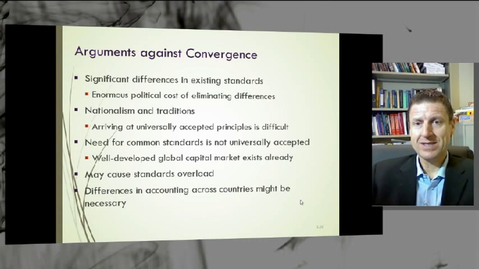The need for common standards is not universally accepted. That is, a well-developed global capital market exists already. So if we have a global capital market, then why do we need common standards? The current system is already working. It ain't broke, so why do we need to fix it? That's the point here. Next, it may cause standards overload. Absolutely. The companies, they get listed, they pay all this money. Daimler-Benz is paying $15, $20 million a year just for its accounting. The accountants are loving this. And there are differences in accounting across countries. They might be necessary because some are linked to taxation, some are not. There are other issues, especially between developed and developing countries.